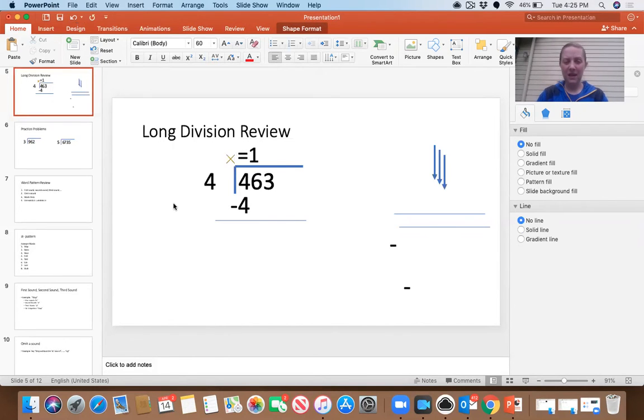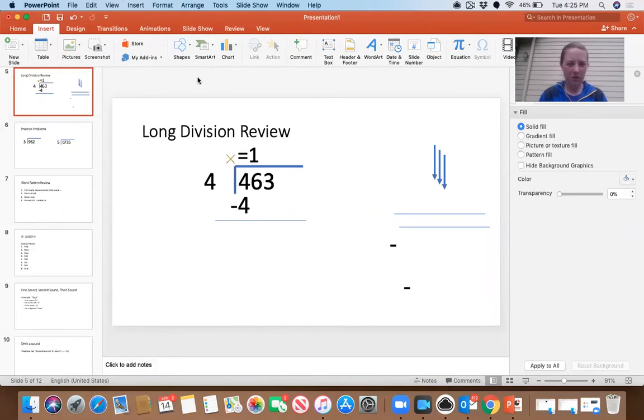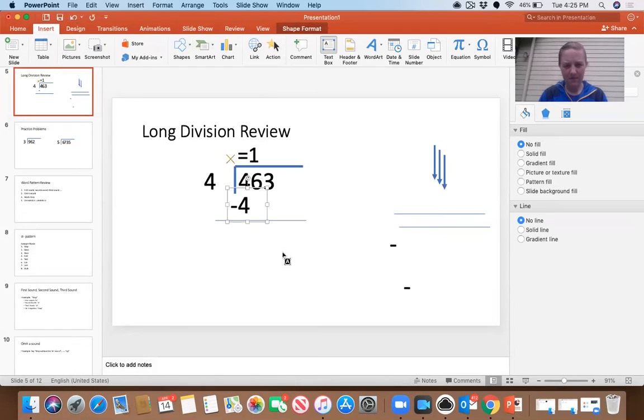So now my next step, after I figured out how many times 4 goes into 4, that's 1, and 4 times 1 is 4. I bring my 4 down here, and my next step is to subtract. Well, what is 4 minus 4? I'm going to grab a text box. Oh, I don't need to do that. 4 minus 4. Sorry, guys, I'm new to this. So 4 minus 4 equals 0.